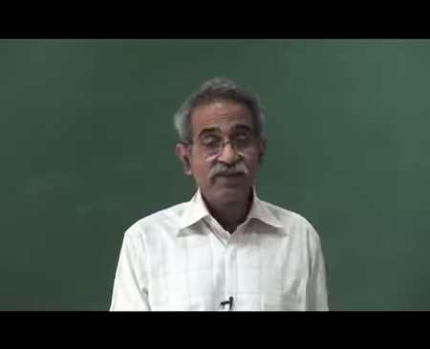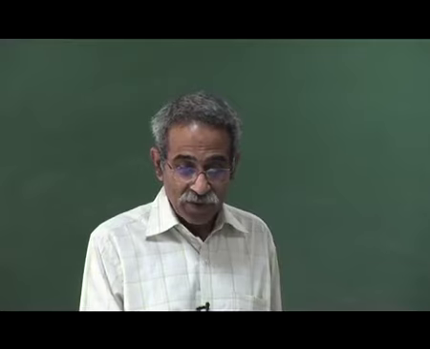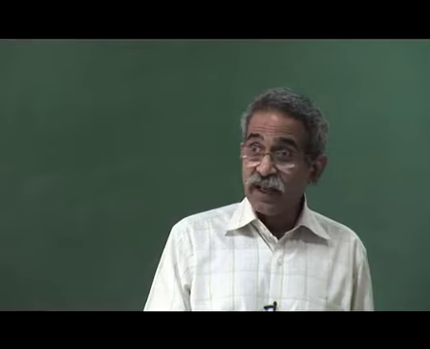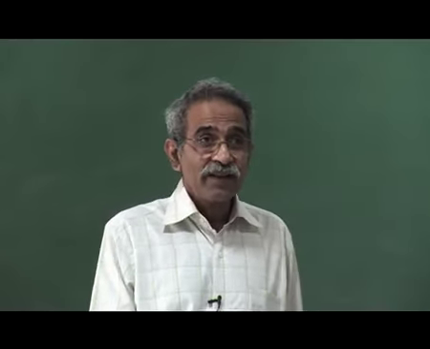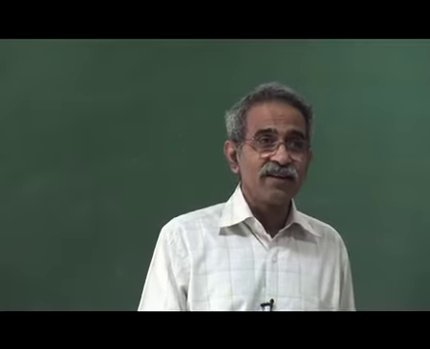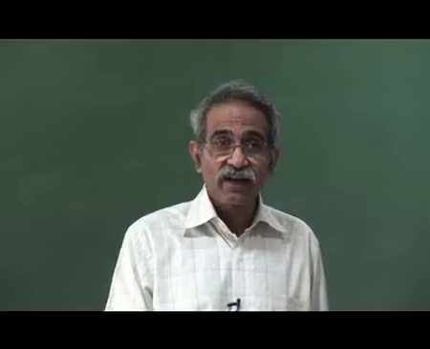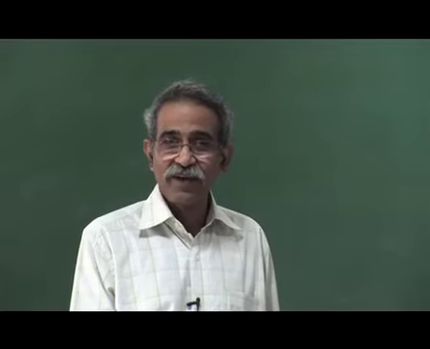So, there is another estimate for you to see the discrepancy. The Earth-Sun distance is 10 to the power of 11 meters. That is the distance between the Earth and the Sun, and the size of a dust particle is about 10 to the power of minus 5 to 10 to the power of minus 6 meters. So what you are saying is that the dust particle is so big that it fills all the space between the Earth and the Sun. If I made such a statement, I would be stark raving mad. Nobody can make such a statement.